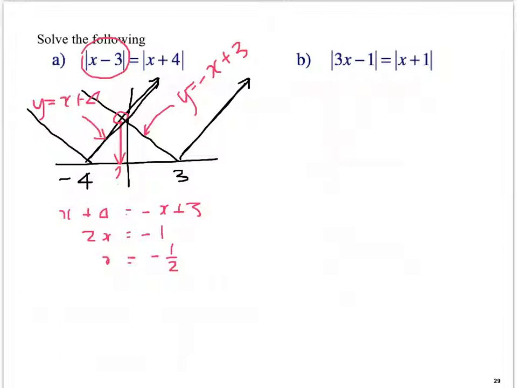Okay, that's method number 1. Method number 2, some of you will like this. When you have modulus on both sides of an equation or an inequality, you can square both sides. So if I square both sides, I get this: x minus 3 squared is x plus 4 squared.